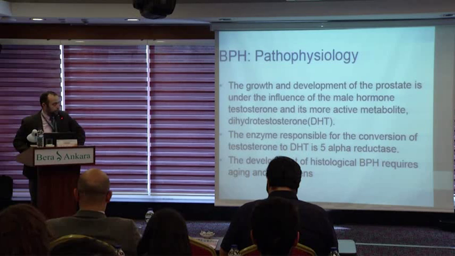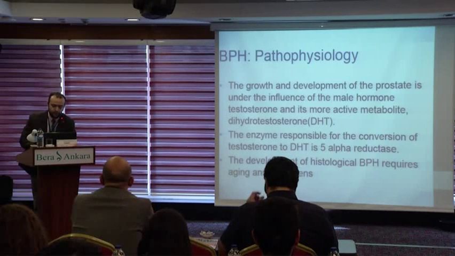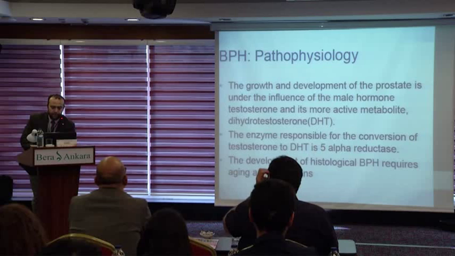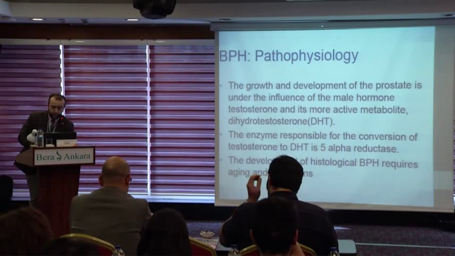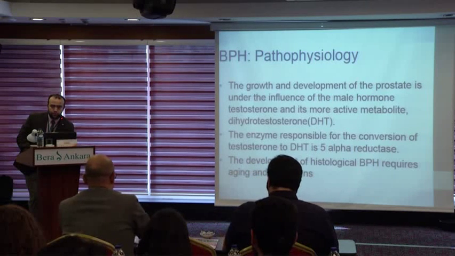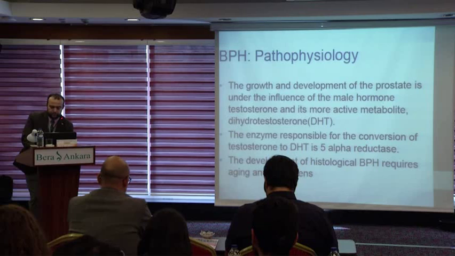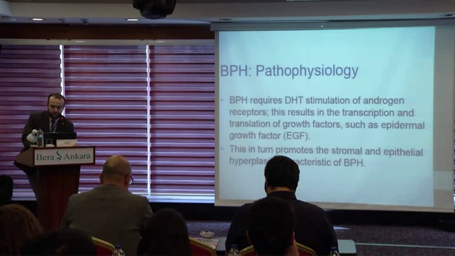The growth and development of prostatic hyperplasia is under the influence of male hormonal balance, testosterone and dihydrotestosterone levels. The enzyme responsible for conversion of testosterone to dihydrotestosterone is 5-alpha reductase, and we are using inhibitors in our daily practice, as you may all know. The development of histologic BPH requires aging and androgens.